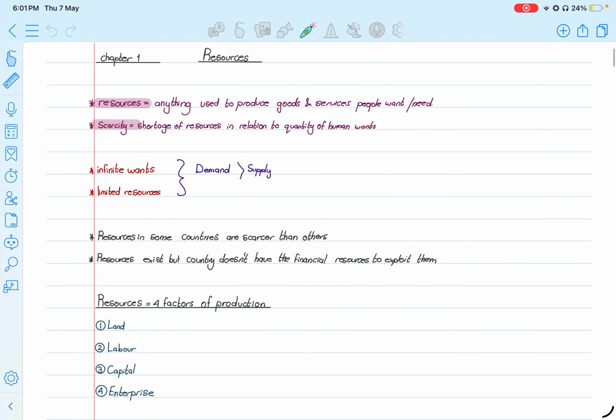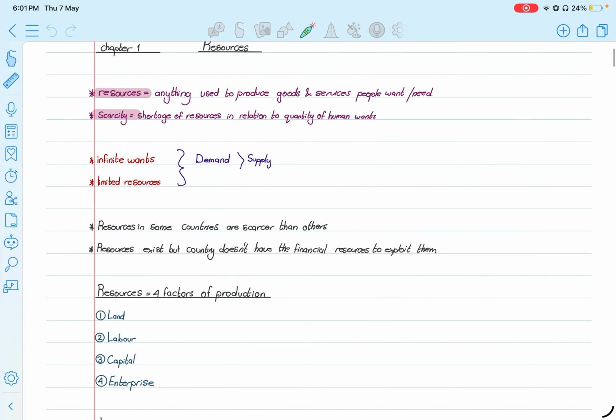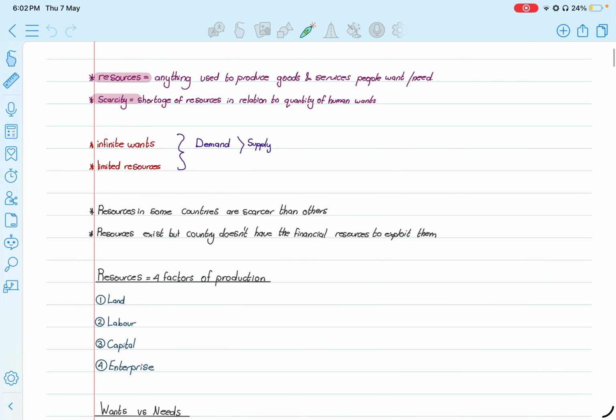First of all, we start with the definitions. A resource is anything used to produce goods or services people want or need. Scarcity, which is the basic economic problem, is a shortage of resources in relation to the quantity of human wants. We've got infinite wants, however, we've got limited resources. This means that demand is greater than supply.